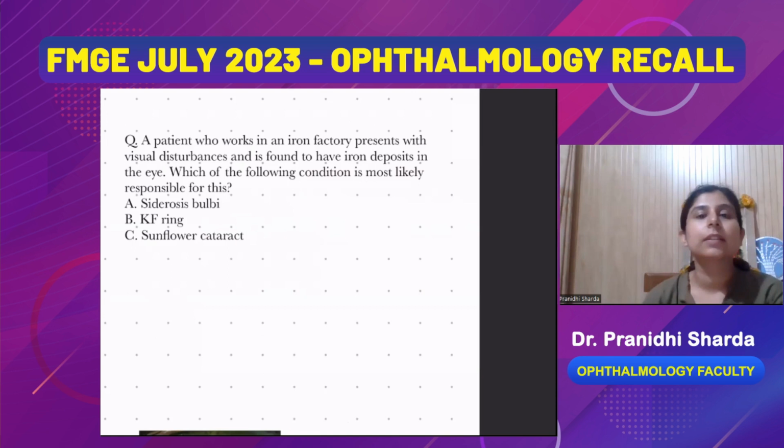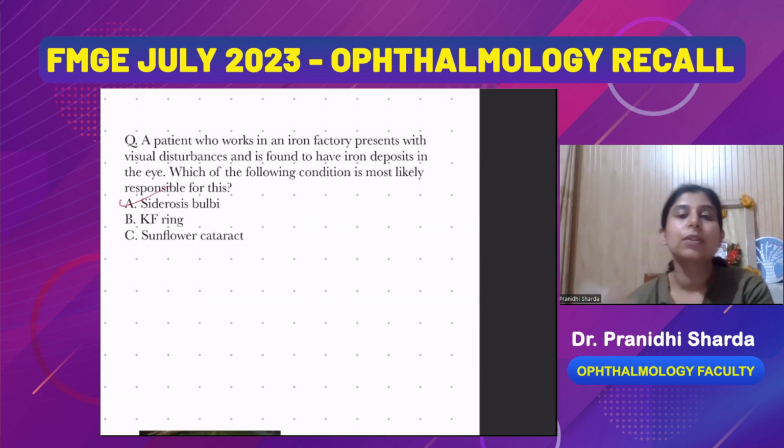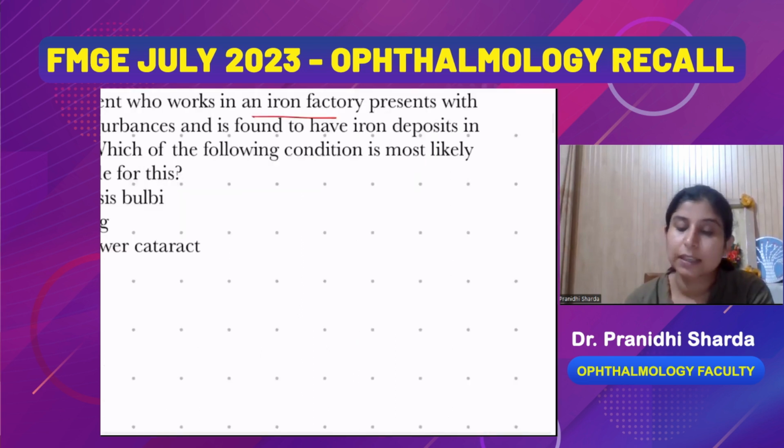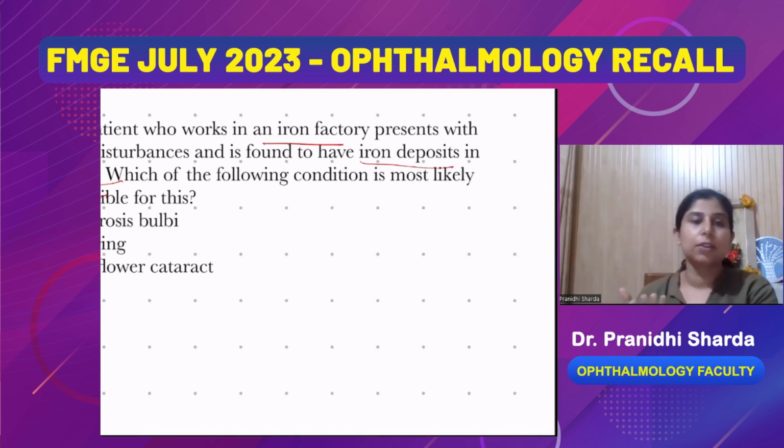So the first question is: a patient who works in an iron factory presents with visual disturbances and is found to have iron deposits in the eye. Which of the following conditions is most likely responsible for this? This is very self-explanatory, the diagnosis of siderosis bulbi. I hope all of you will agree, because the question mentions an iron factory and iron deposits in the eye. So what is siderosis bulbi? Let us take a quick revision of that.